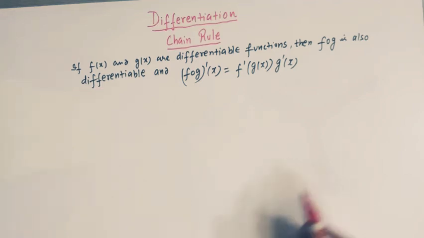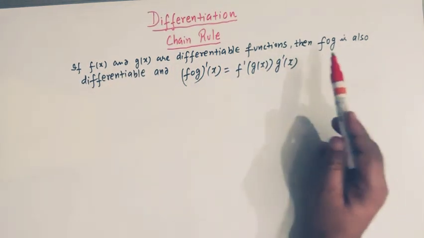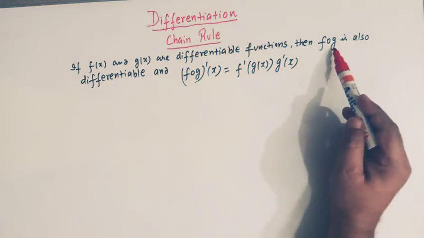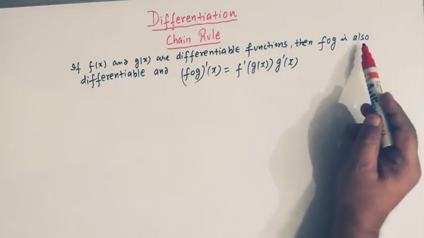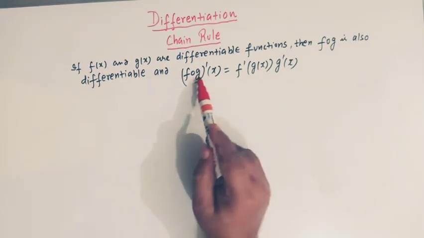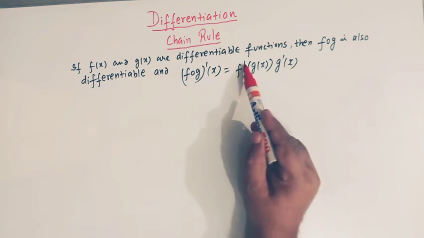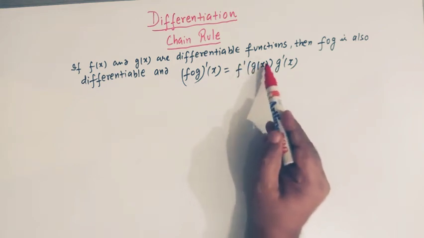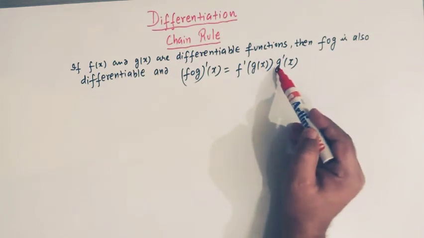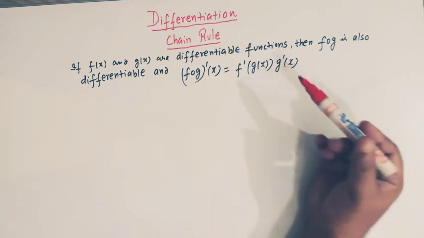Today we will discuss the concept of chain rule in differentiation. So if f(x) and g(x) are differentiable functions, then the composition of f and g, that is f∘g, is also differentiable, and the derivative of the composition of f and g with respect to x is given by the derivative of f with respect to the function g(x) multiplied by the derivative of g with respect to x, right?